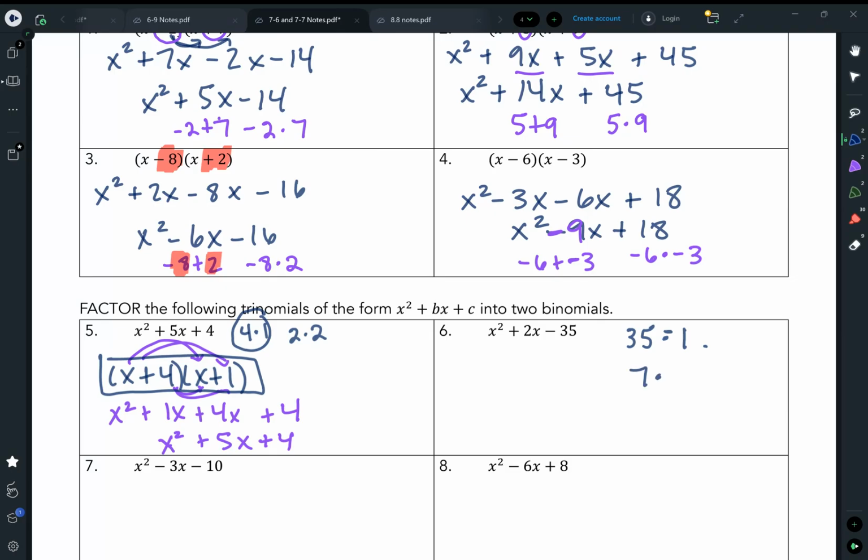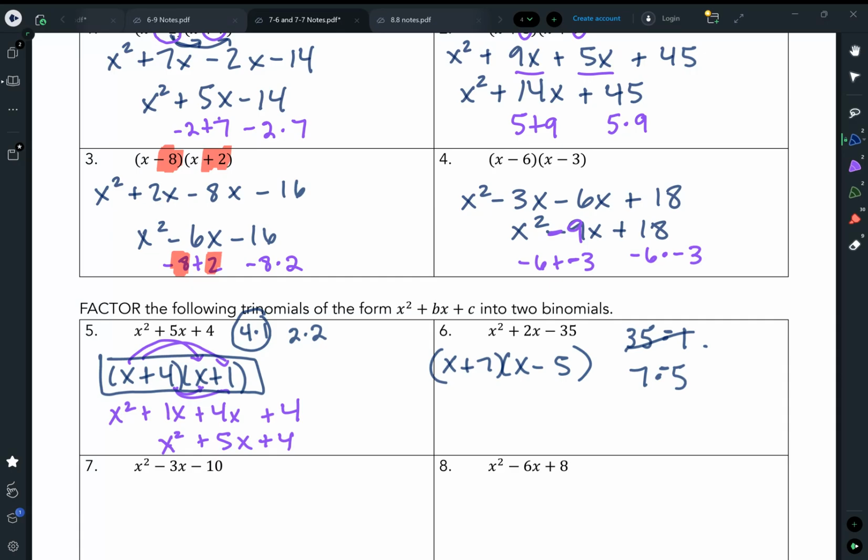It could also be 7 times 5. So the bigger number, the 7, should be the positive, the 5 should be the negative. So now I want to think about adding them. Well, 35 plus negative 1 makes 34. That's not going to work. But 7 plus negative 5, that would work. That would make a positive 2. So that means I'm going to have x plus 7 times x minus 5.